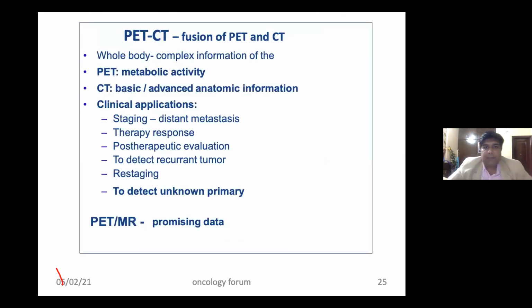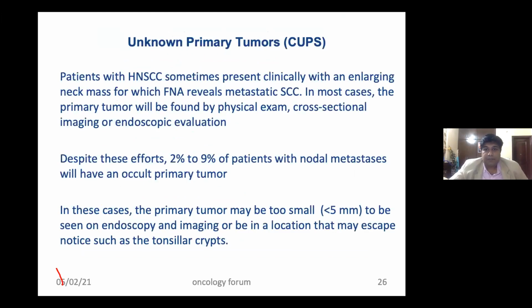Then comes PET-CT. PET-CT is basically a fusion of positron emission tomography and computed tomography. PET gives the metabolic activity and CT gives the advanced anatomical information. As we discussed earlier, it is important not only to know the diagnosis of the tumors, but also for the baseline as well as therapy response, recurrence, and restaging. Right now, PET-MRI is also available. It shows very promising data, especially for head and neck and pelvic tumors.